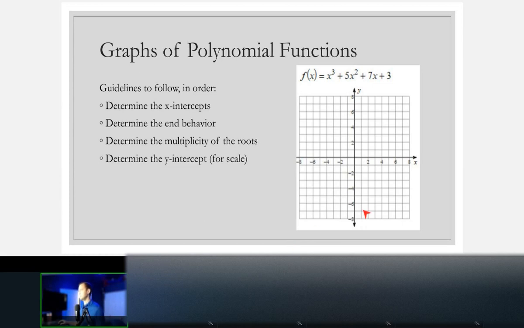All right, so given this problem here, now we've been doing this the last few days. All of us here should be able to find the x-intercepts, right? We should be able to find the end behavior. We should be able to find the multiplicities of the roots, like the bell work. And we should be able to find the y-intercept, right, for scaling purposes. How's everyone feeling about this so far?